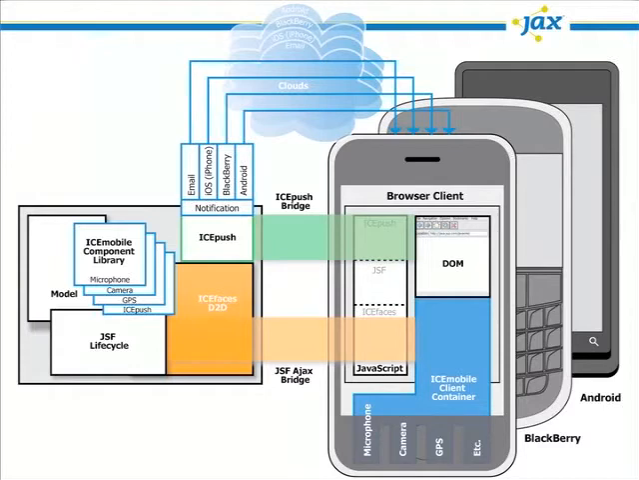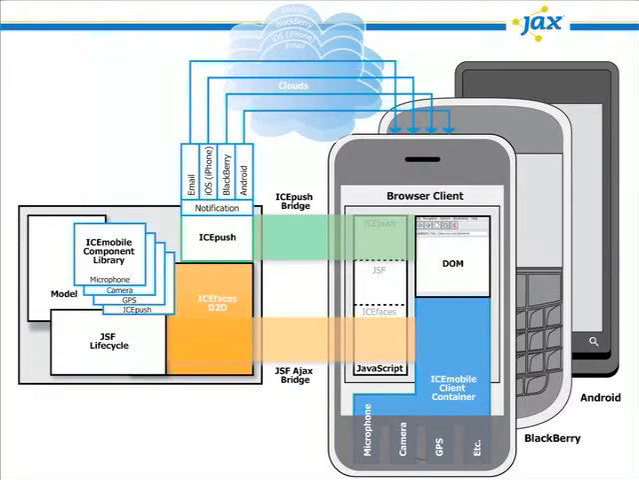So as a JSF developer, you're familiar with the server-side piece here. You have a JSF component library. Well, now you can see there's some new additions to that. There's JSF components that correspond to camera, microphone, maybe GPS. Those components are rendered using the existing ICEfaces render kit, which we call the direct-to-DOM render kit, which provides automatic Ajax for you. Now, the other interesting aspect in this diagram is ICEpush.